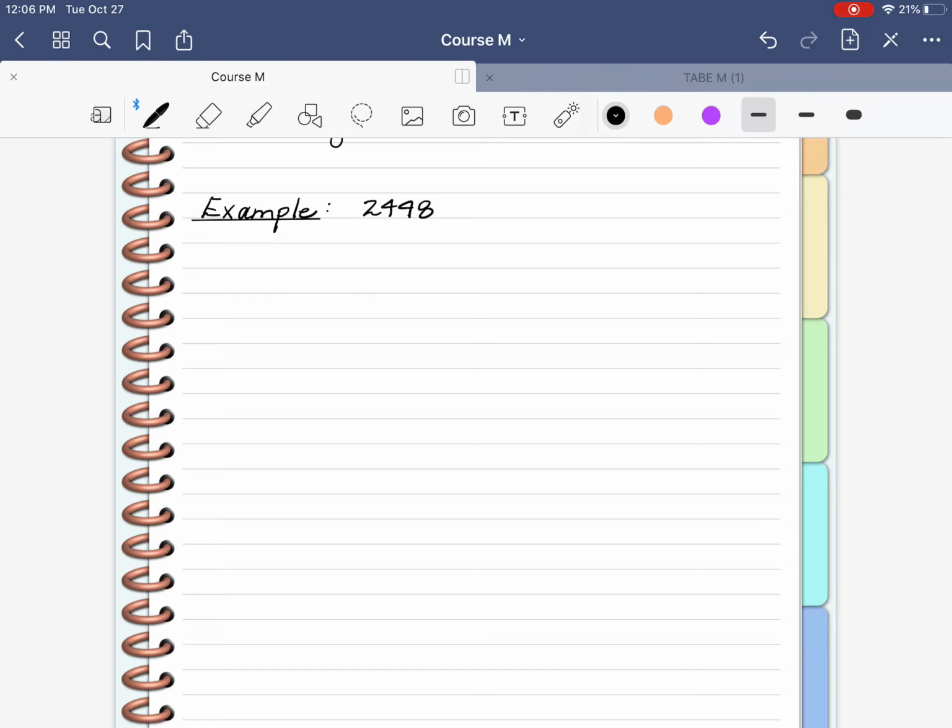2,448 by 36. So we want to know what that equals. So 2,448 is the dividend. 36 is the divisor, and we need to find the quotient.